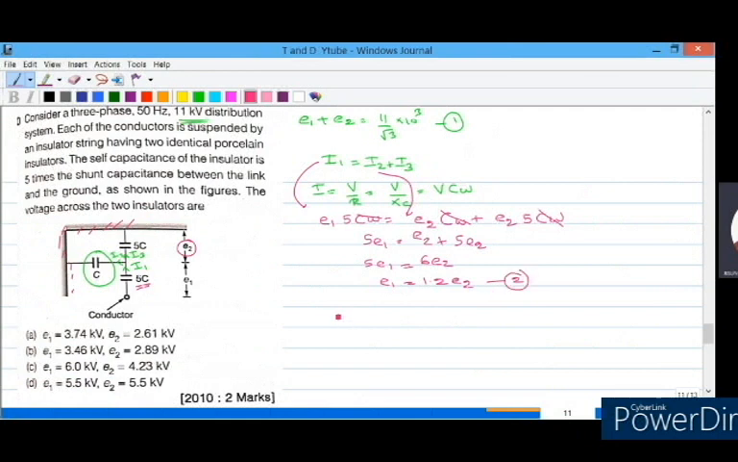Now let's apply here. So 1.2 E2 plus E2 is equal to 11 by root 3 into 10 power 3. It is 2.2 E2, which is 11 by root 3 into 10 power 3. So from this we can find E2. So E2, when you find this, the answer is 2.89 kV. So the answer is given here. You can also find what is E1. So E1 is 1.2 E2. So the option is answer option B.